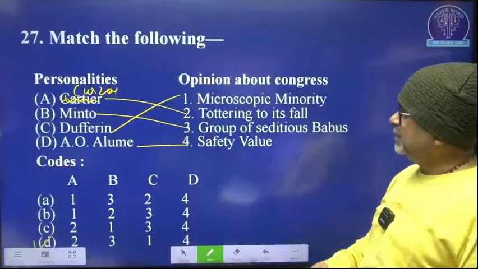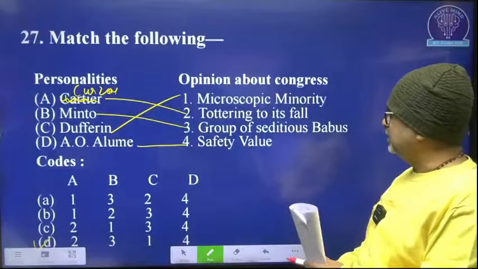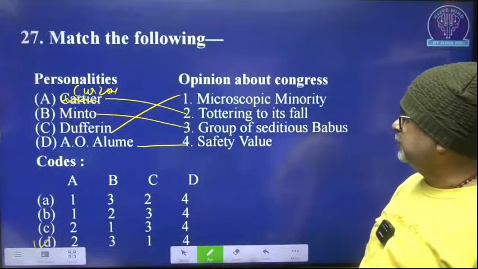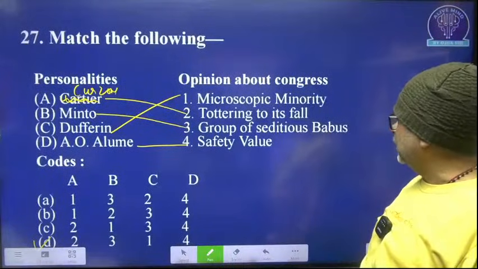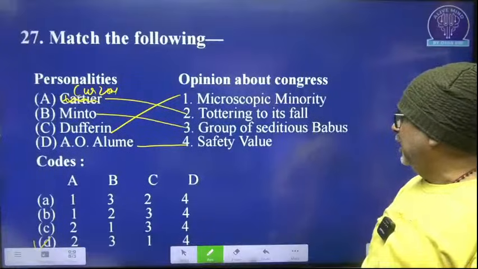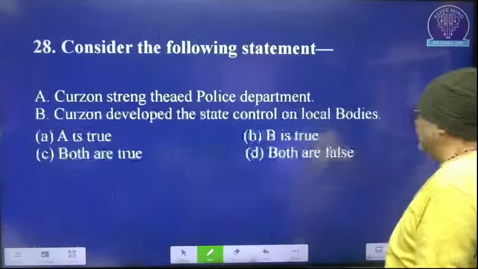These were the statements given by the viceroys regarding Congress. Curzon says that Congress is tottering to its fall and my final aim is to give it a peaceful demise. Minto said it's a group of seditious babus. Dufferin said it's a microscopic minority and Hume called it safety valve. D is the answer, 27D.